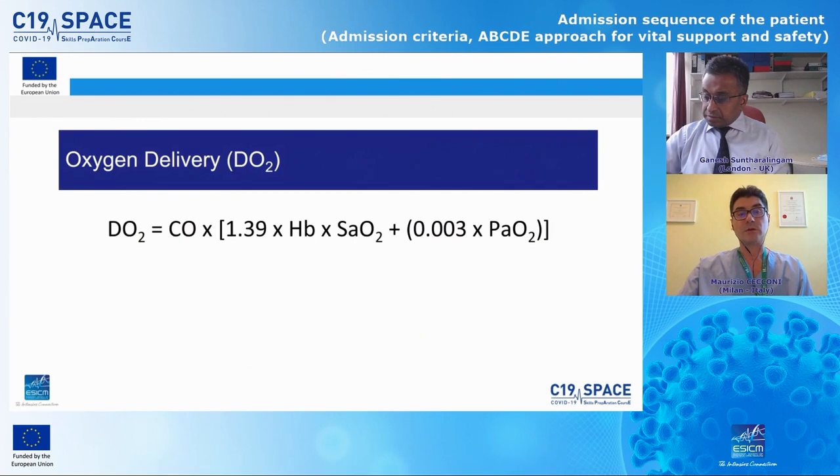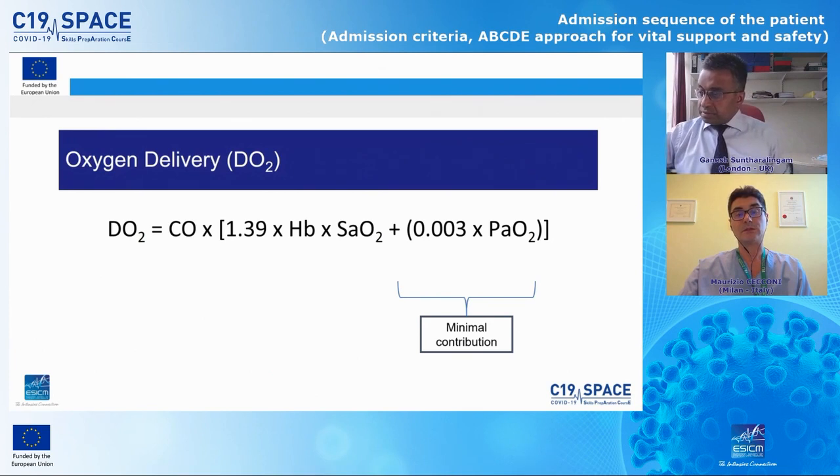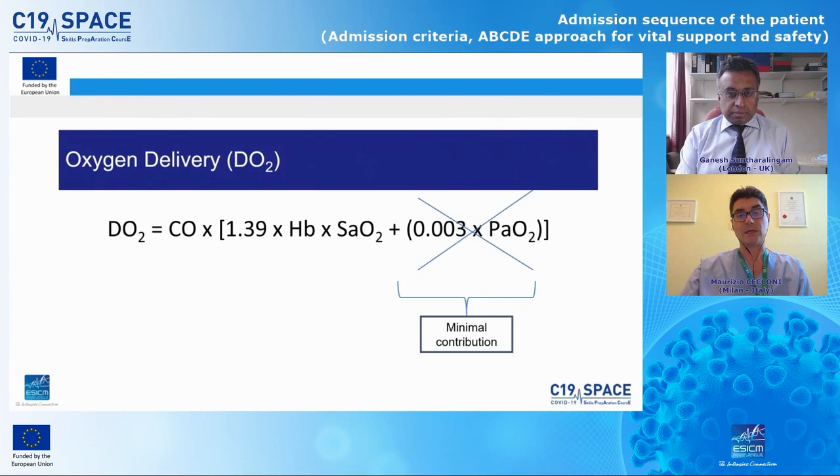So what is the formula of the oxygen delivery? If we remind ourselves, it is the combination between the cardiac output times the oxygen content. And what is in the square brackets here is the oxygen content. This part of oxygen content is the oxygen that is directly dissolved into the blood, not connected to hemoglobin. It's a minimal contribution, and for simplicity, we can actually take it away for the moment and just focus on the other components. So hemoglobin and oxygen saturation are clearly very important, especially when we look at respiratory failure.